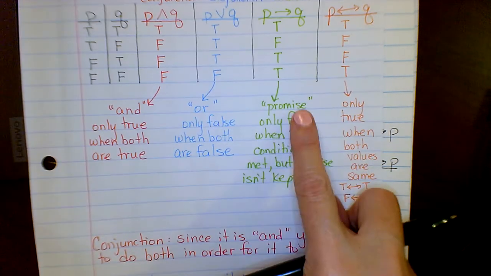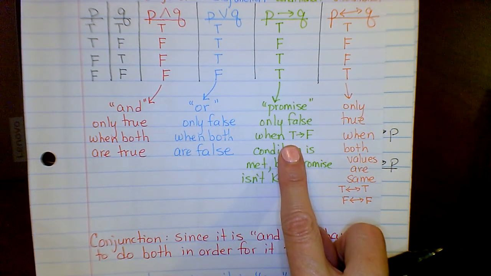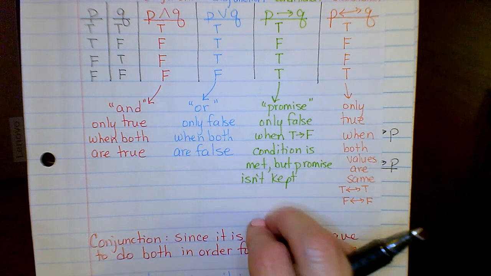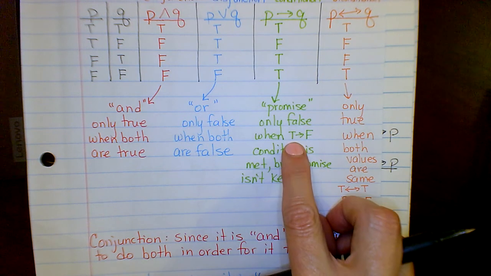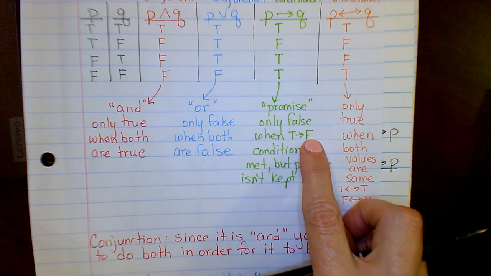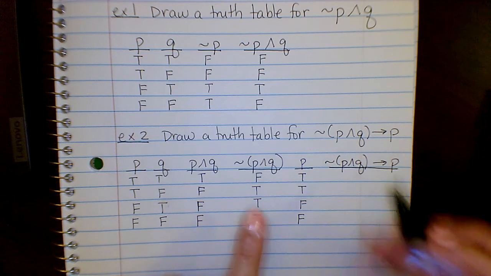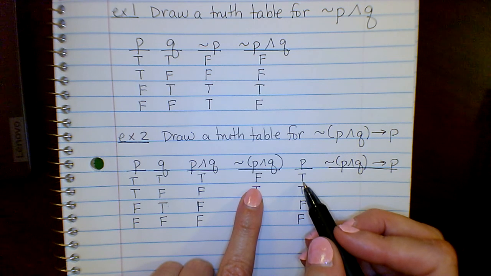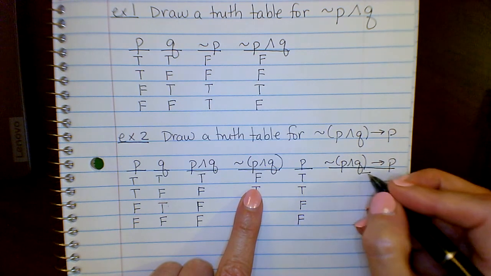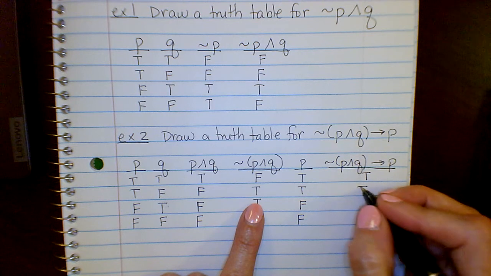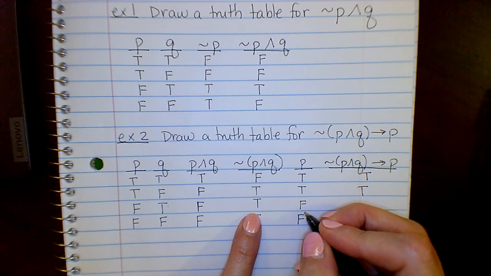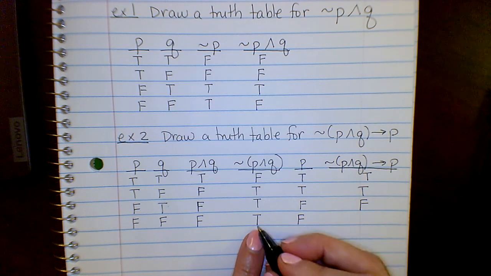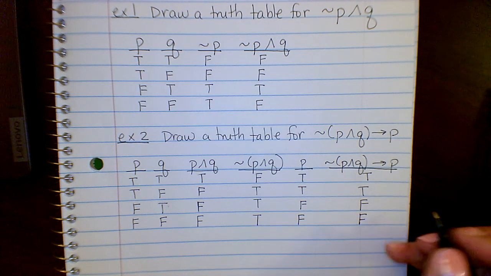Now, the conditional statement is a promise. It is only false when you have true implies false. If you think about it as a promise, the condition was met but the promise wasn't kept. So true means the condition was met, and false means the promise was not kept. Looking at the conditional for this, false and then true, that one's okay. True, true, that one's okay. True, false, that's the bad one. That means you met the condition but the promise wasn't kept. So that one's false. And then true, false, that one's false.